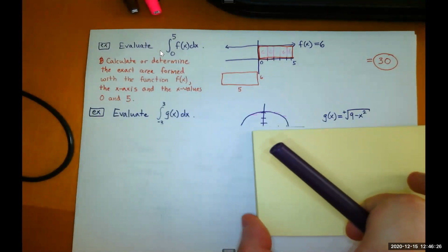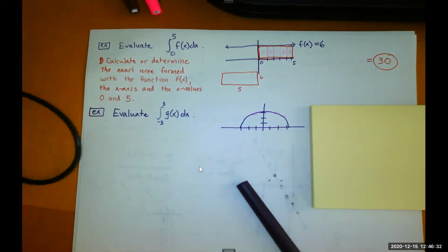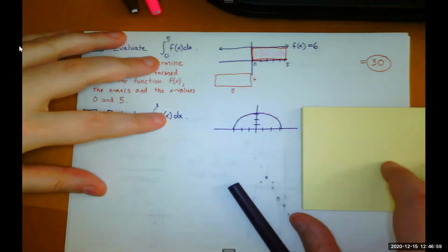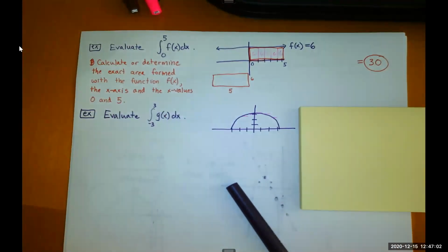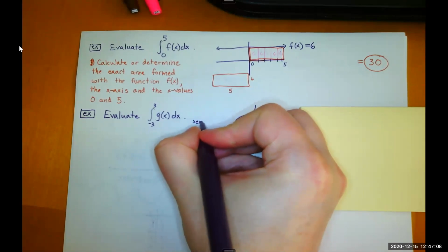Okay, let's try this out for another one. G of x is going to be from -3 to 3. And it's this picture right here. I will tell you that G of x is a semicircle.